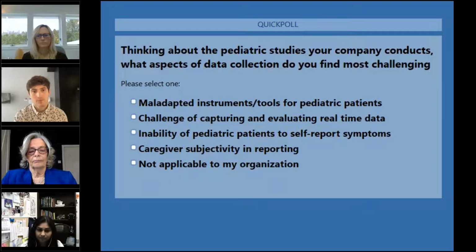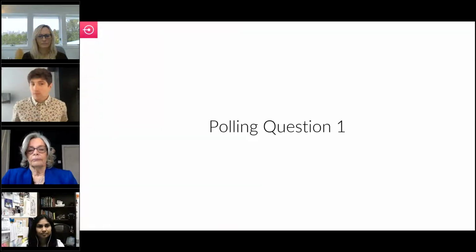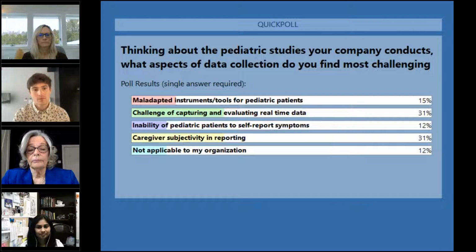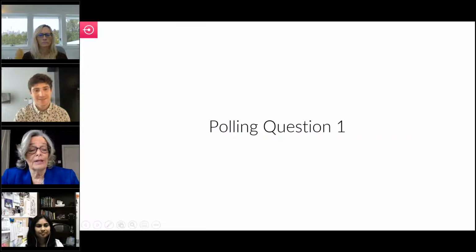Let's go ahead and take a look at the results. It looks like we have here 31% of you have selected caregiver subjectivity in reporting, as well as 31% selecting challenges of capturing and evaluating real-time data. Next to that would be 15% at maladapted instruments or tools for pediatric patients, and then 12% each for inability of pediatric patients to self-report symptoms or not applicable to our organization. It's back to you, Holly. Okay, well, I see we have a tie here between capturing and evaluating real-time data and caregiver concerns. So we will go to Susan now.